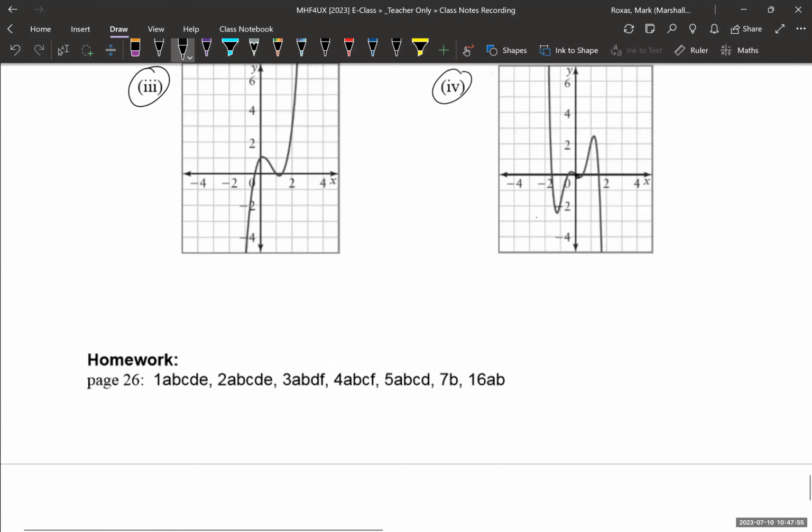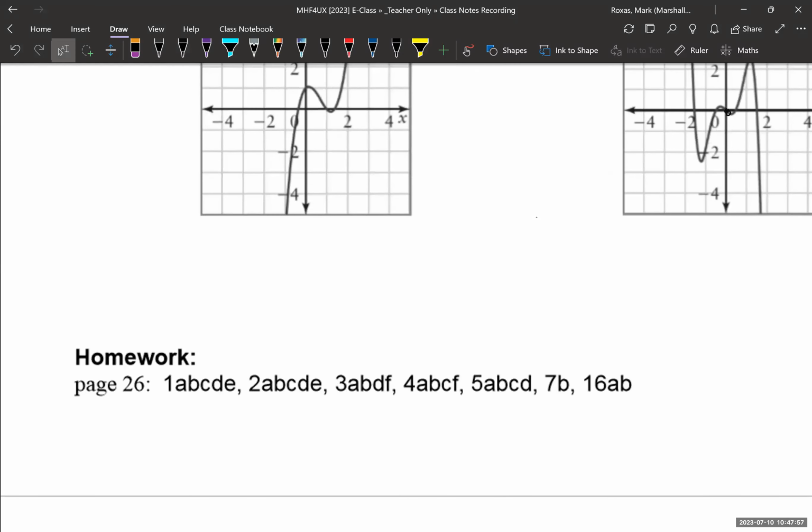Some more homework problems to look at from the textbook. And again, these are just the minimum, try and do more questions for more practice, especially if I say 1 A, B, C, D, E. Okay, if I say 3 A, B, D, F, maybe try C and E as well. Okay, if you have time. But at the bare minimum, try these questions here and come to class with questions.